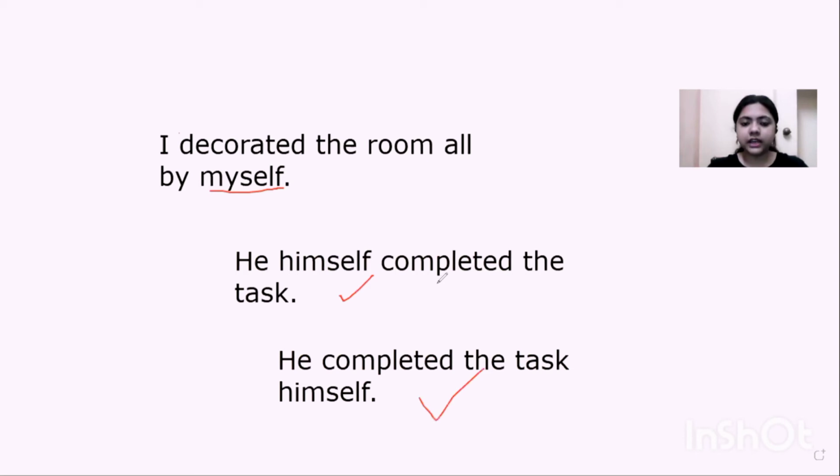So in both the cases, himself is doing the job of an emphatic pronoun, right? Here also it is doing the work of an emphatic pronoun, and here also it is an emphatic pronoun, okay? Because it is just doing the work of laying emphasis on the sentence, on the information which has already been given. So this is the difference between the emphatic and reflexive pronoun. I hope it is clear now to everyone.